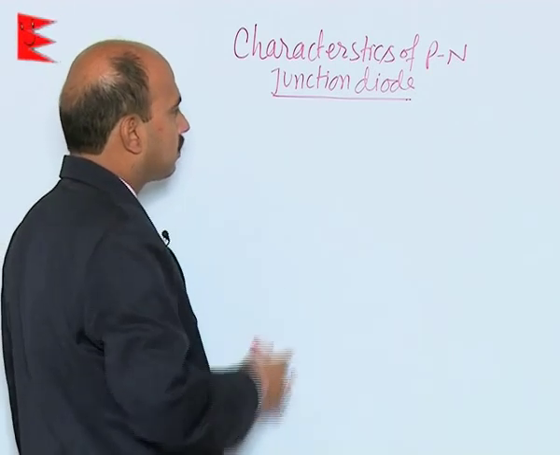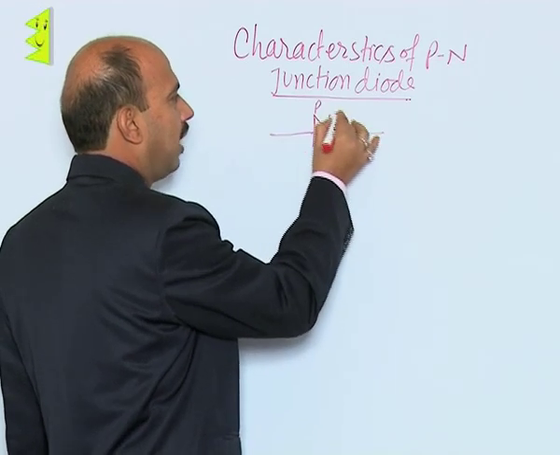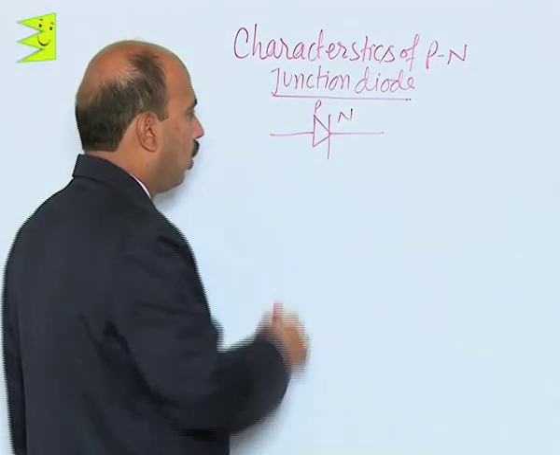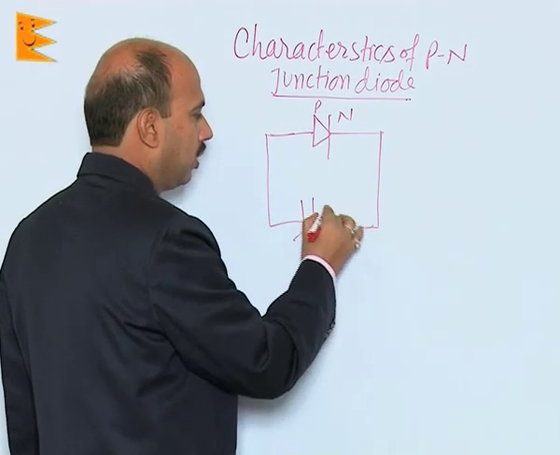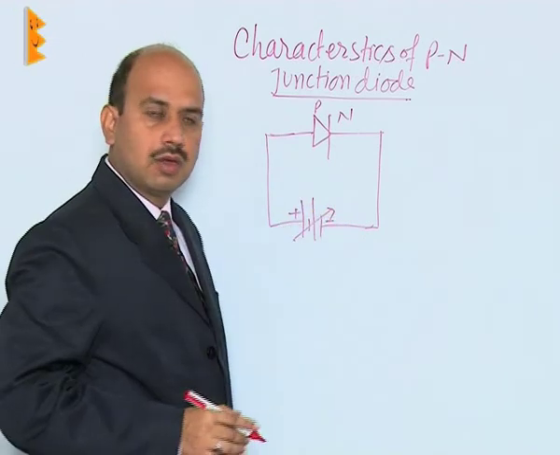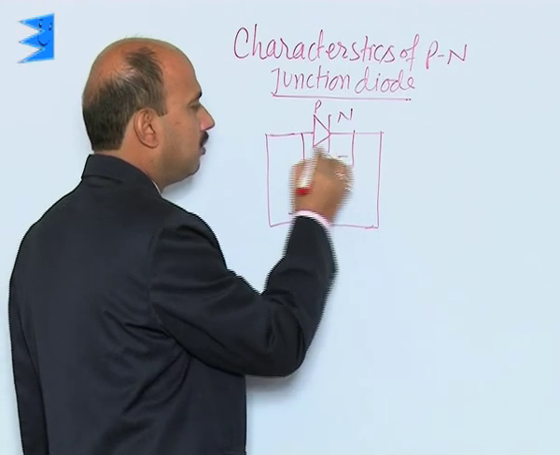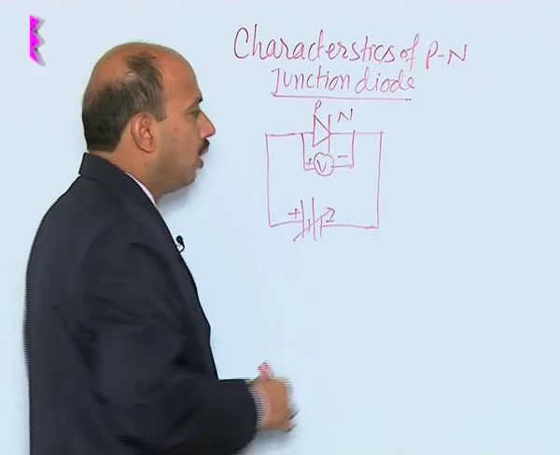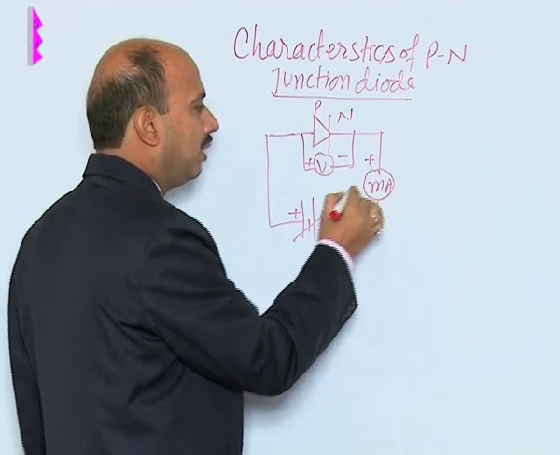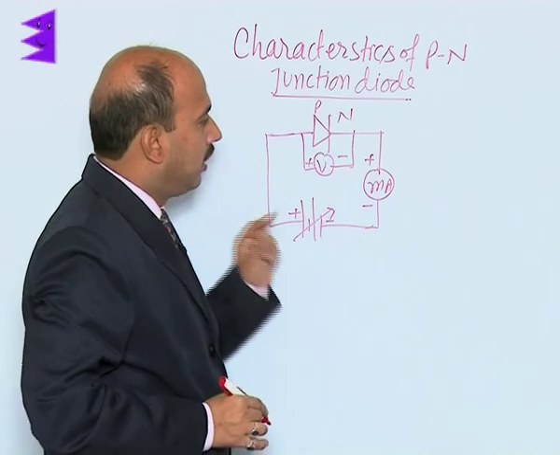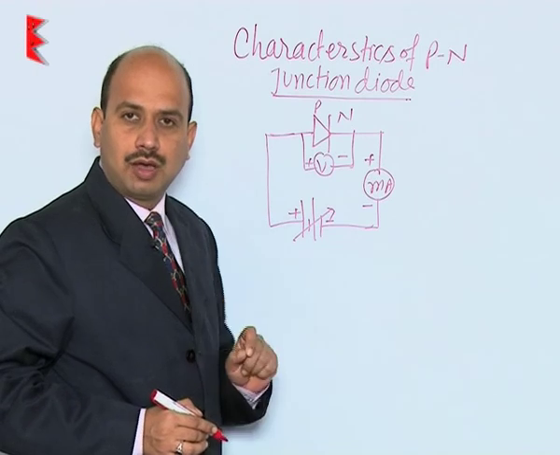First, we have taken a PN junction diode. This is the P side, this is the N side. We connect it with a variable battery, this is plus, this is minus. Across this diode a voltmeter is connected, plus and minus, and a milliammeter is connected here, plus and minus. This is the correct circuit for the forward biasing of the diode.